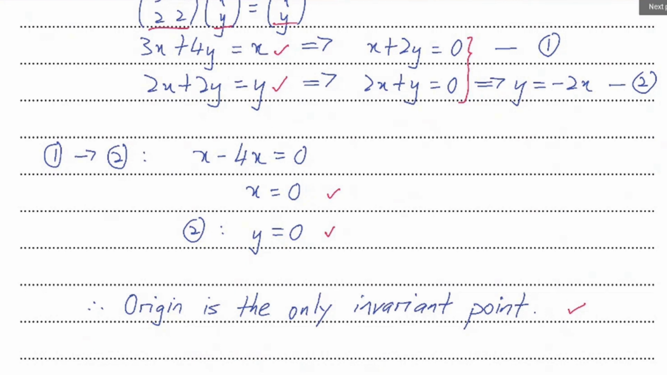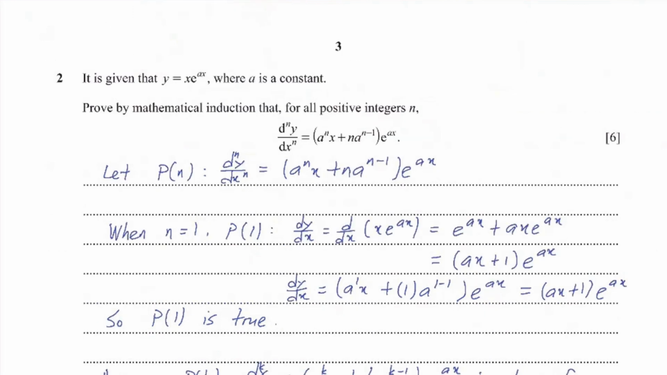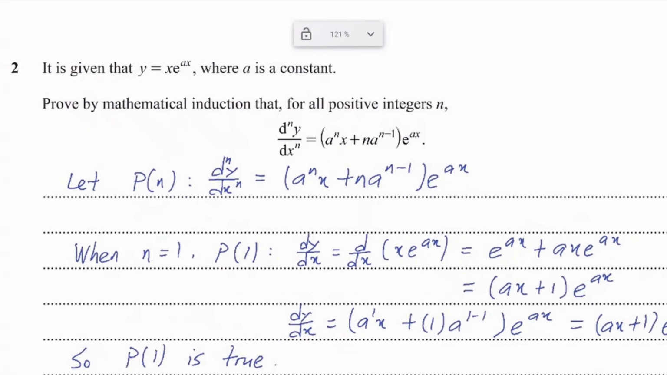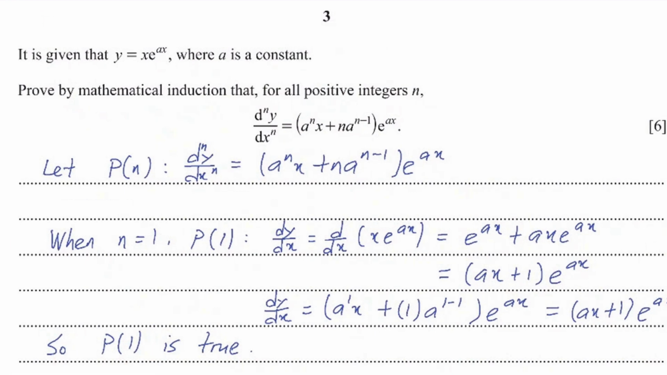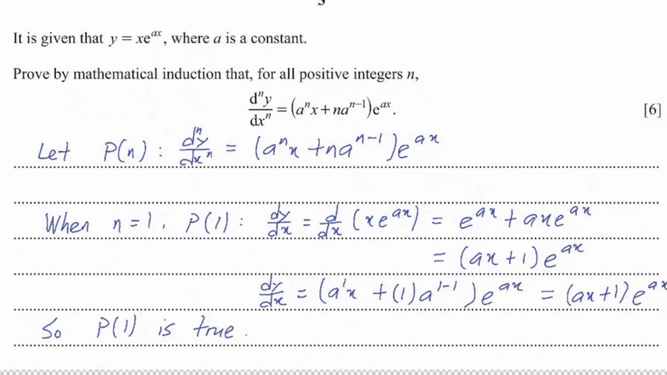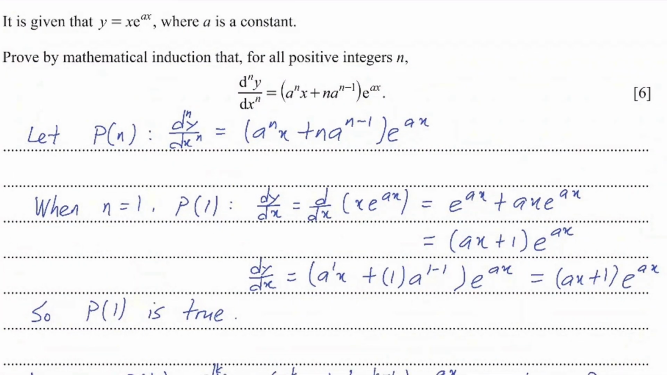For the next one, this is differentiation for induction. The first equation given is y equals x times e to the power ax. We need to do the induction, whereby this is Pn for the nth derivative, and we've got the formula there. First is to prove P1.